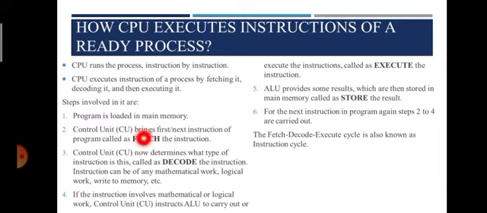So what are the steps involved in the execution of instruction? Number 1, program is loaded in main memory. As we have discussed earlier, the program is first loaded into the main memory and then it goes for the execution. So what is the first step involved in the execution? The program which is to be executed will be loaded into the main memory.